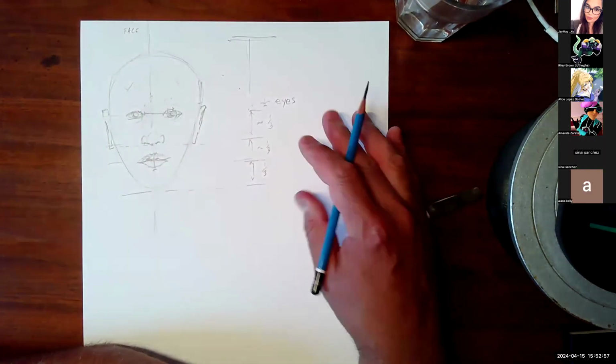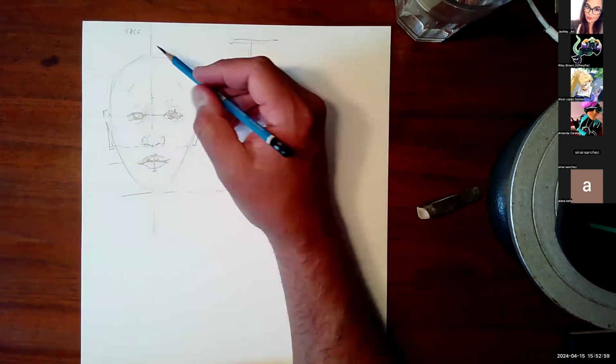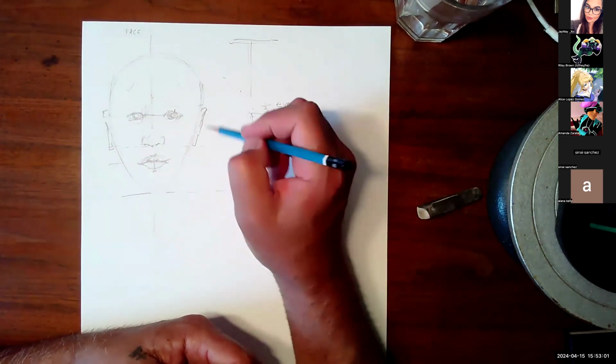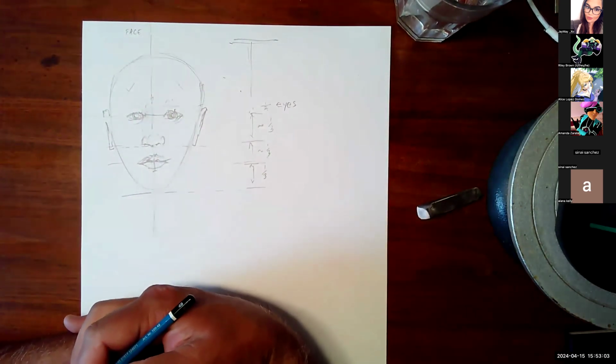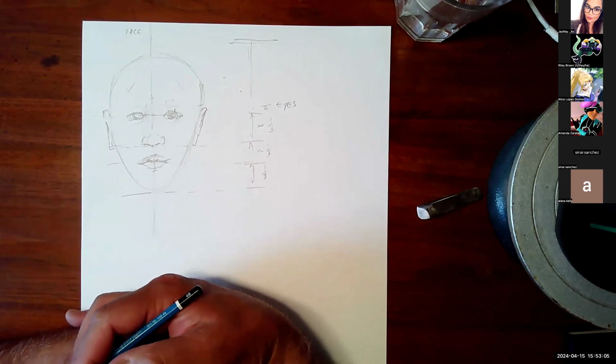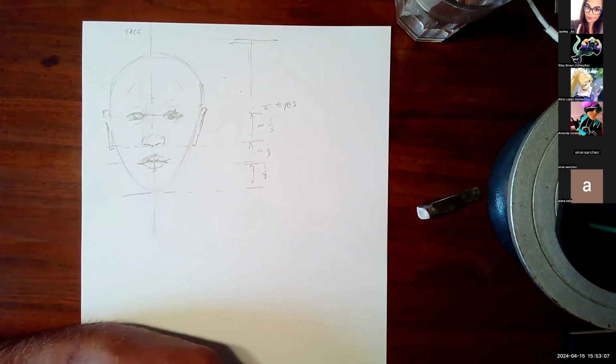And again, the reason we don't pay too much attention to the top of the head is because we read people's faces for signals about how they're feeling, if we're communicating our points.